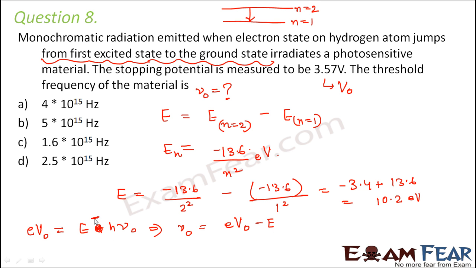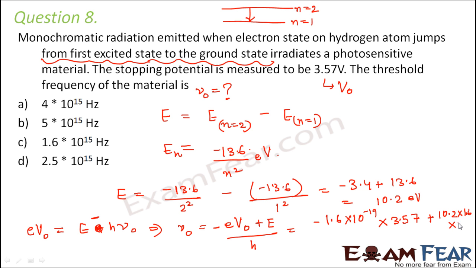Okay, here it has to be negative, right? Because eV0 is E minus work function, correct? So nu naught will be equal to (minus eV0 plus E) divided by h. Now let's put the values. e is equal to 1.6 into 10 to the power minus 19. What is V0? V0 is equal to 3.57 volts, plus E is equal to 10.2 electron volts.